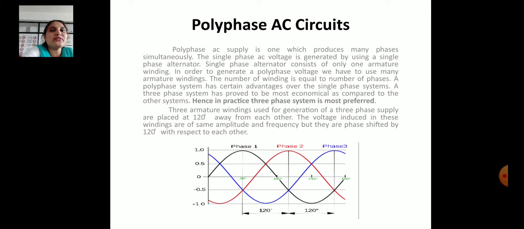The voltages induced in these windings are of the same magnitude and frequency, and they are shifted by 120 degrees with respect to each other. The figure shows the three phases. Phase 1 is shown in black color, phase 2 in red color, and phase 3 in blue color. So three phases means there are three windings, displaced by 120 degrees from each other.